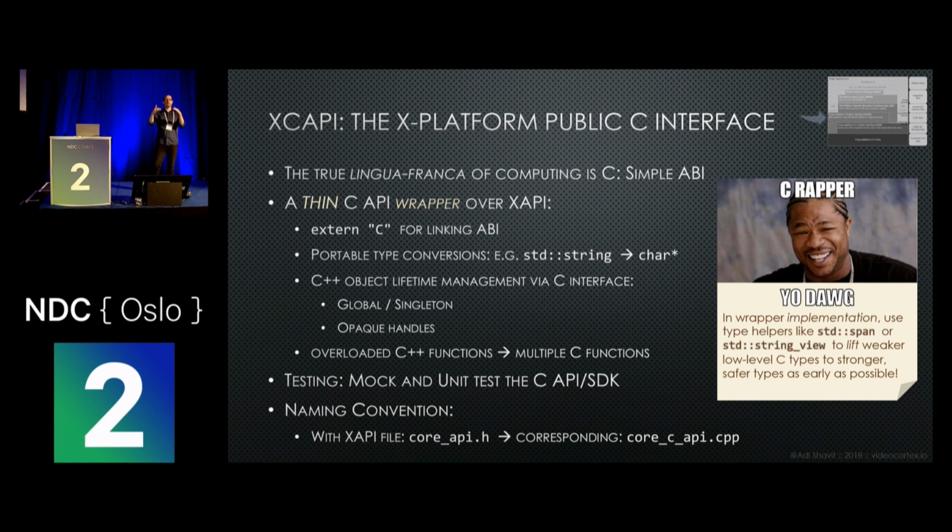And although we're exposing a C API with some very low-level types, or you could say weak types, inside our implementation, as long as we made it extern C, we can still use higher-level and stronger types, things like std::span, std::string_view, and other similar types. And I'll show you an example of what I mean.